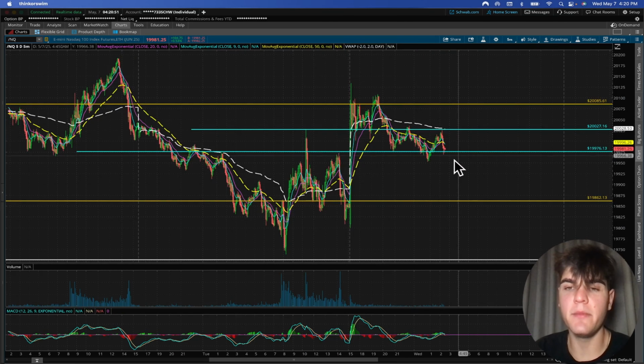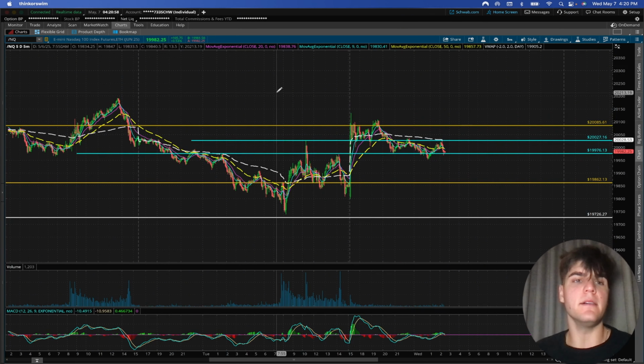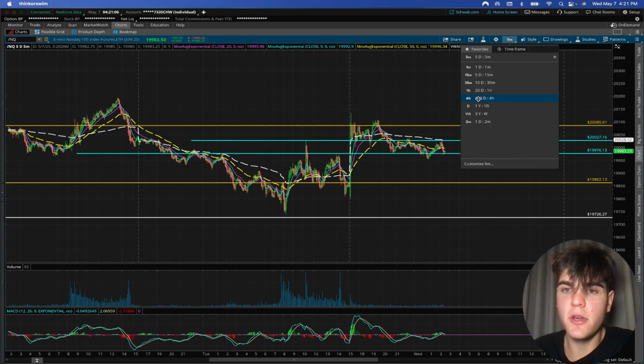Now I know these are the 5-minute time frame levels. These are the hourly levels. And then these white levels are the daily levels. After that, I like to find supply and demand, and I usually go to the 4-hour first.